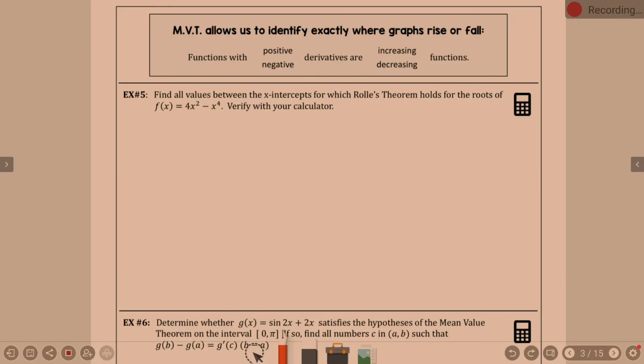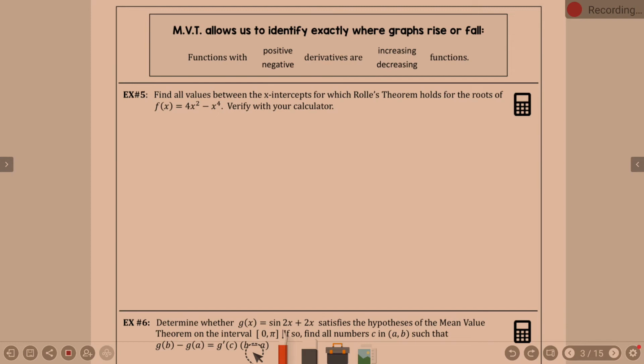MVT allows us to identify exactly where graphs rise or fall. And this is, pair them up. Functions with positive derivatives are increasing functions. Functions with negative derivatives are decreasing functions. We've already talked about that, right? The idea is that if the slope is positive, the line's going up, and if the slope is negative, it's going down. So that's the basic information there.